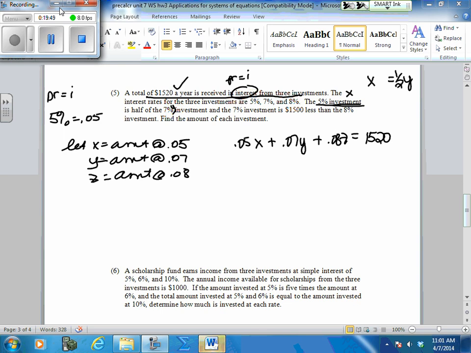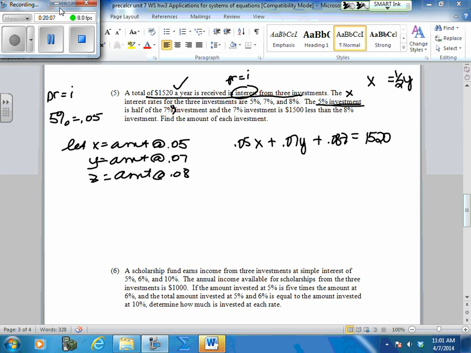Always test it. So, my 5% is half. If my 7 is 10, what would my 5% be? A half times 10. Would I get 5? Would that be half of this? Will it be the same as 2x equals 5? Yep, we can turn it into 2x.